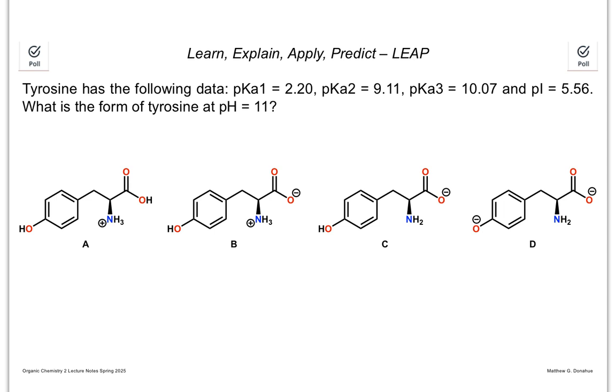In this LEAP question, you're asked to consider now tyrosine. So again, that has the acid pKa value, the ammonium pKa value, and now this third pKa value due to the phenol. The pI value is at 5.56, and you're asked to consider what is the structural form at pH 11. So go ahead and draw out that scale, put the 3 pKa values in, the pI value, and then look at the pH of 11.